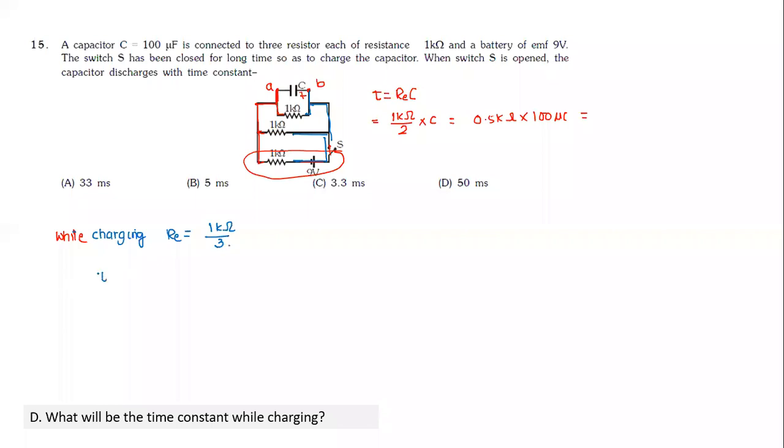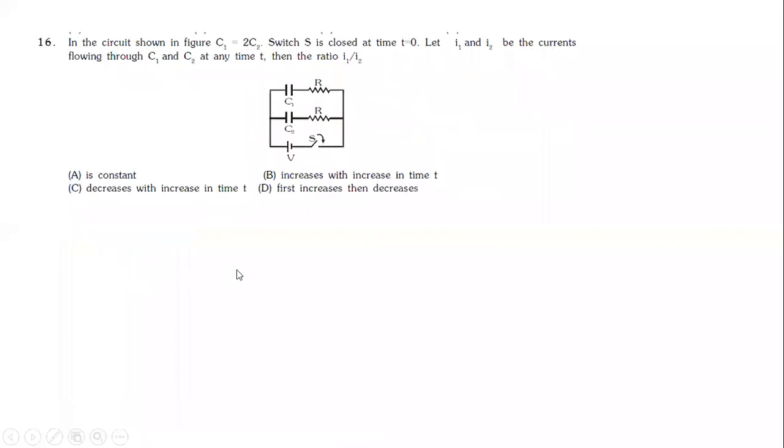So the time constant while charging will be equal to this R effective times 100, into this. This is the answer.